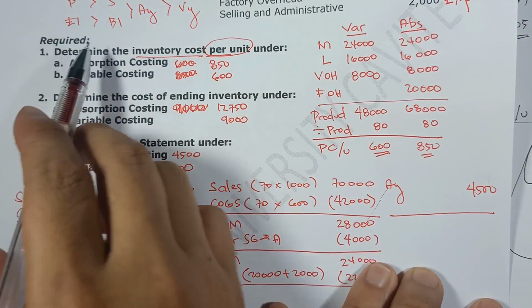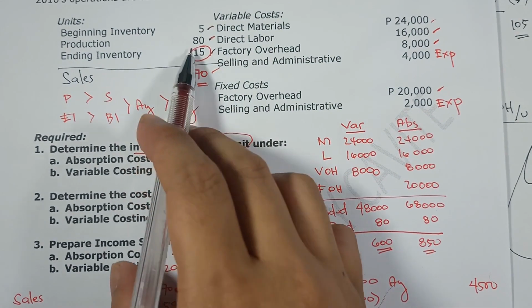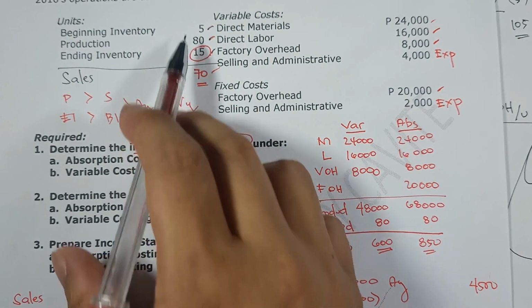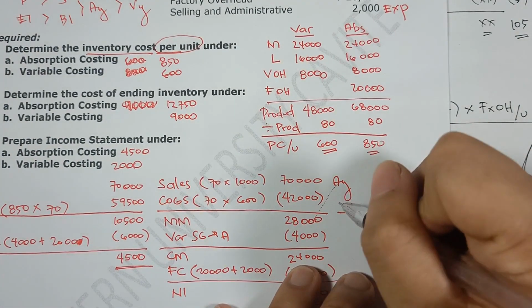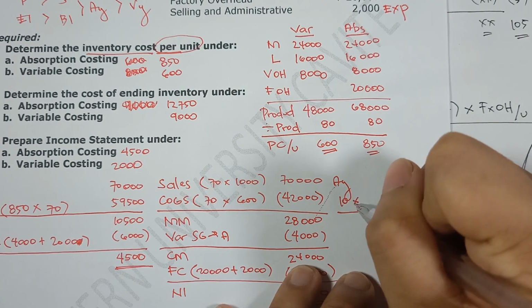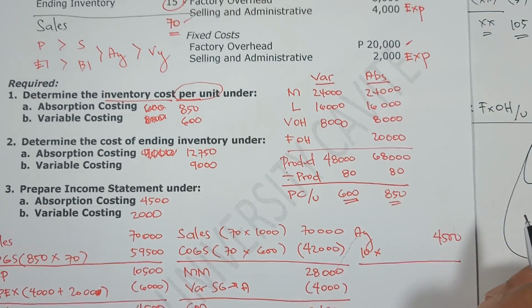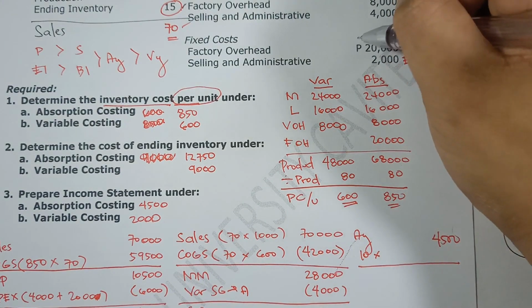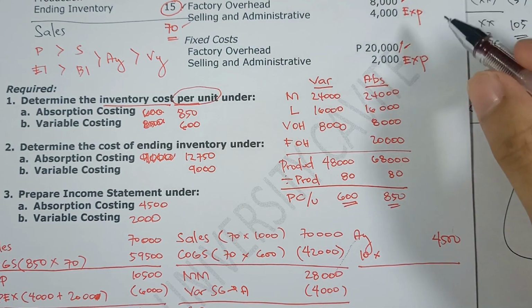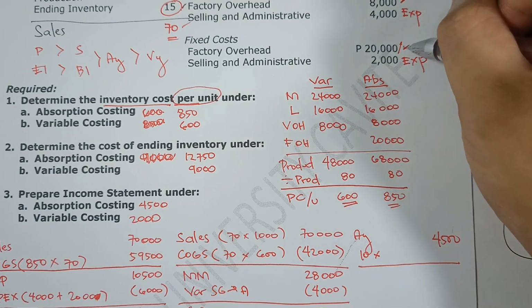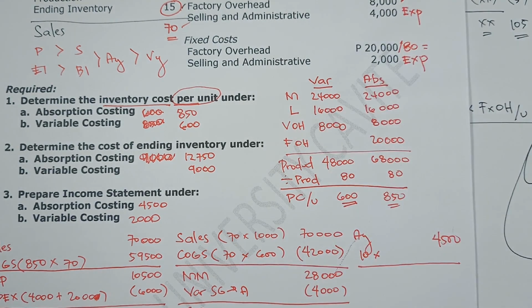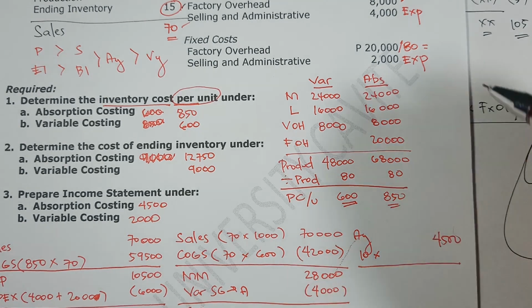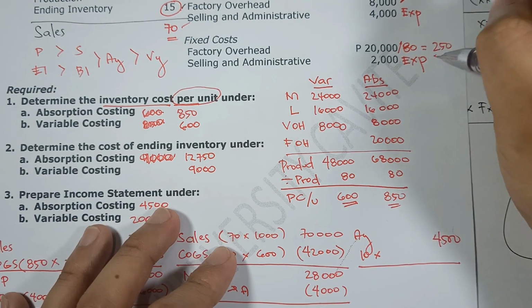What is the difference in inventory? 80 minus 70 is 10. 15 minus 5 is also 10. So that is equal to 10 units. We multiply that by the fixed factory overhead per unit. Fixed factory overhead is 20,000. So we divide it by production, which is 80 units. What is it per unit? 20,000 divided by 80 is equal to 250 pesos.